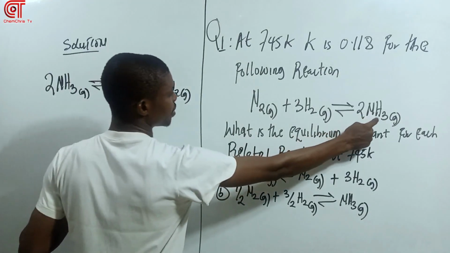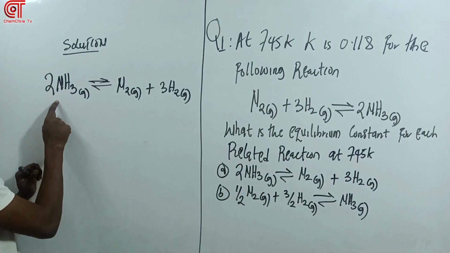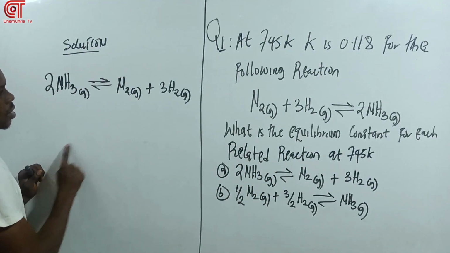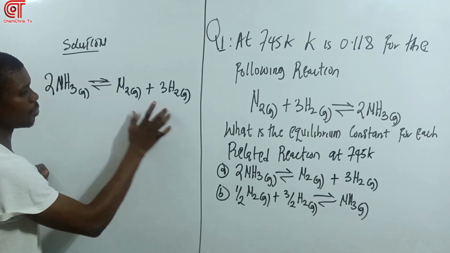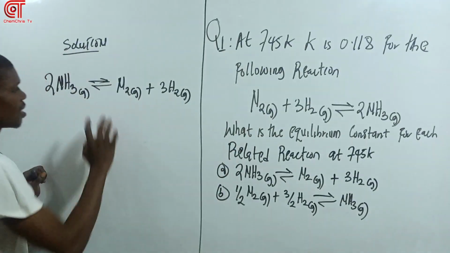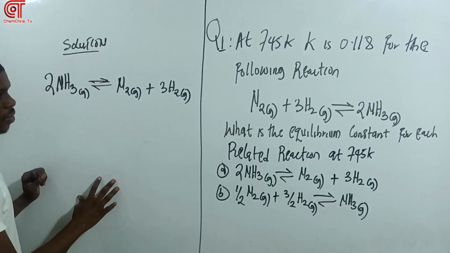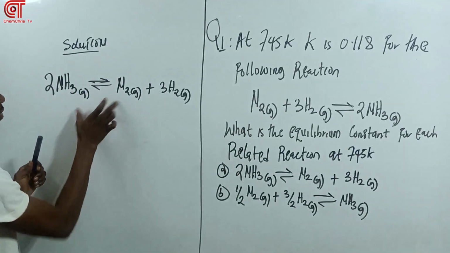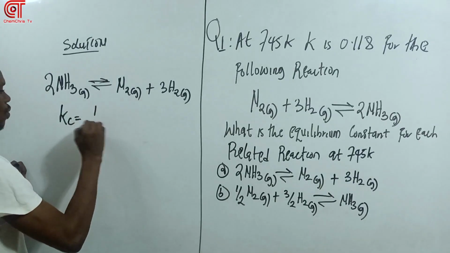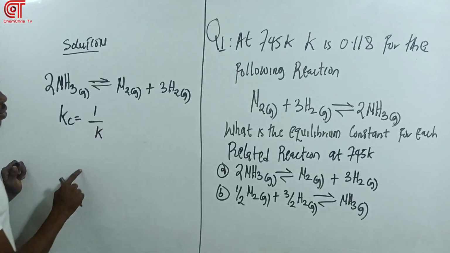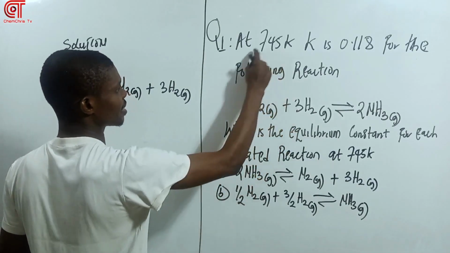Now, NH3 is on the product side, but NH3 is on the reactant side here. N2 and H2 are on the reactant side, but here they are on the product side. So this reaction is the inverse of this one here. It means that my Kc for this reaction is going to be 1 over K. You get that? Because the equilibrium constant for this reaction is K.